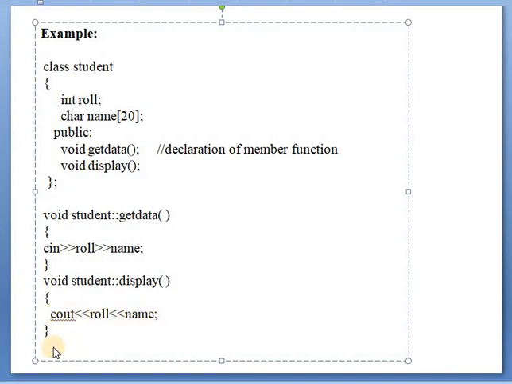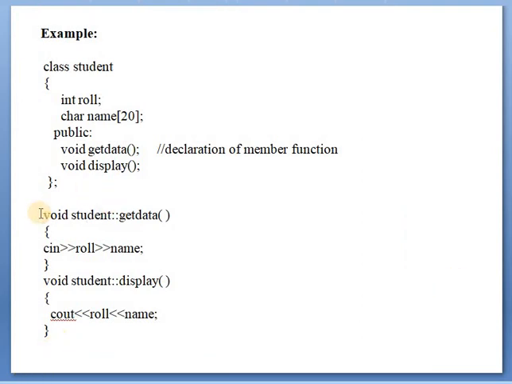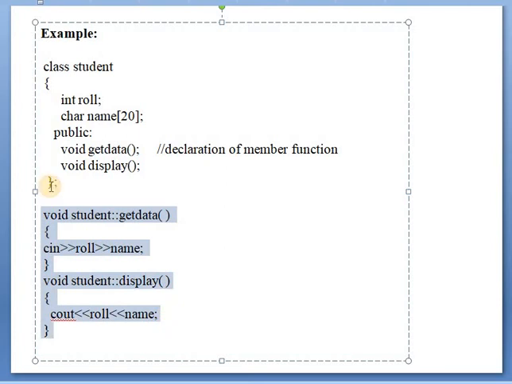After that, now we are going to write the main function, that is void main. This is defining the function outside the class.